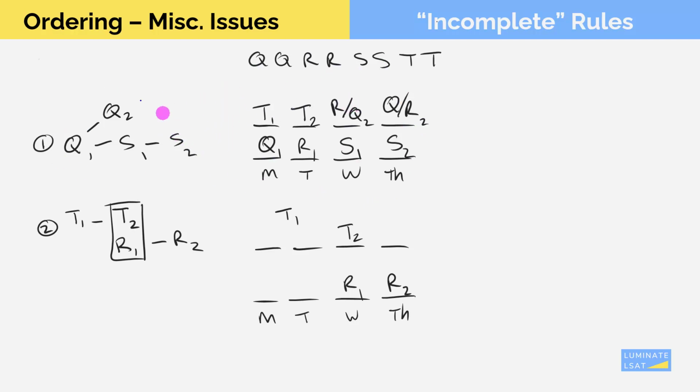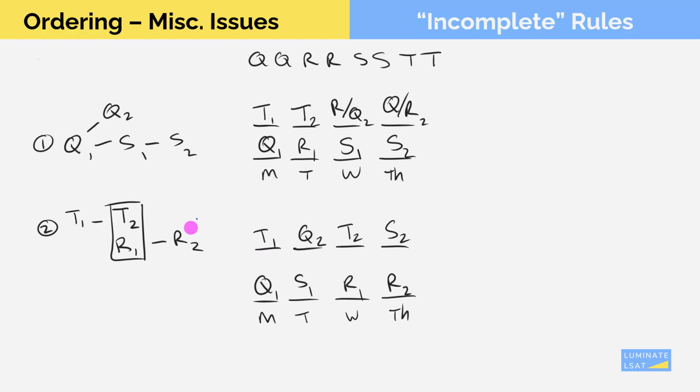Now we'll apply the first rule to the second world. We still have to accommodate Q1 before S1 and S2, so that means Q1 will have to go on Monday because you need to have room for S1 and S2 to go after it. Now what does that mean about the remaining letter, which is Q2? Well, that has to come after the first Q, and since the first Q is on Monday, that means Q2 will have to go on Tuesday like this, and that forces T1 into a Monday. So there we have the second world complete.